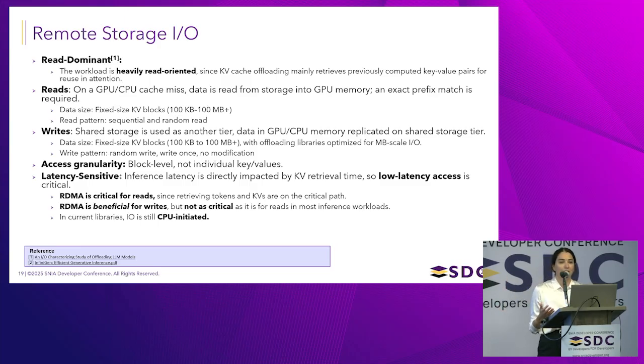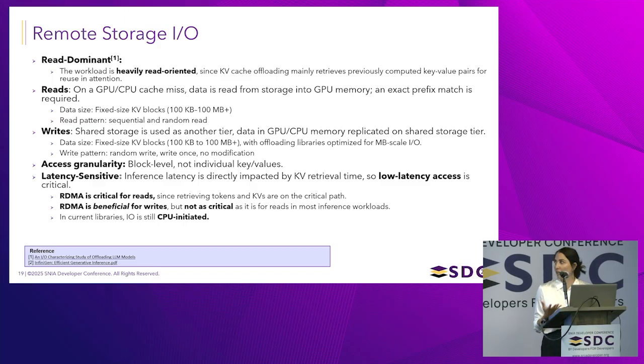For writes, at least what I see, it's beneficial, but it's not as critical as the reads. The main reason is that you generate your KV cache, and you can always write that in the background asynchronously. It doesn't have to be written immediately, but that's not the case for the reads. And if you look at the current libraries, even with GDS, the I/O is still initiated using CPUs, right? But basically, that's the current status I can tell you about remote storage.